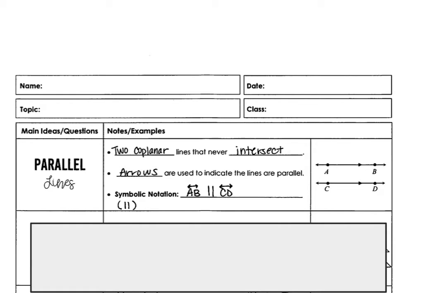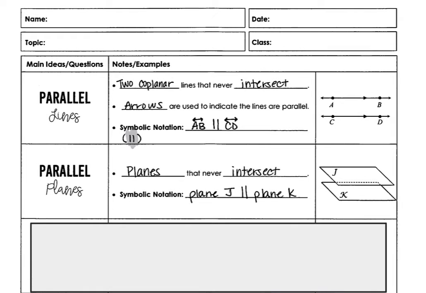And then the symbolic notation for parallel lines looks like the number 11. Okay, so this symbolic notation states that line AB is parallel to line CD. Parallel planes are planes that never intersect. So here you've got plane J and plane K, and they will never intersect. And your symbolic notation, plane J is parallel to plane K.